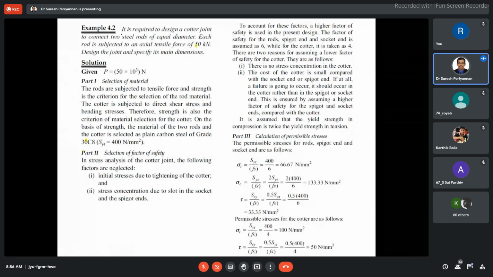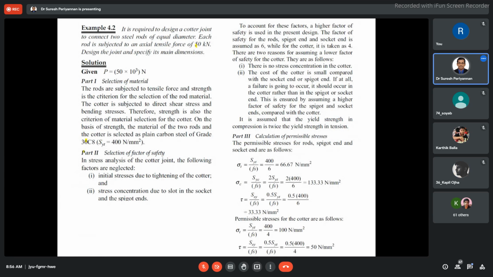Now it is required for this problem to design a cotter joint to connect two steel rods of equal diameter. Each rod is subjected to an axial tensile force of 50 kilonewton. Design the joint and specify the main dimensions. Now, the first step, the first part of the question, is that we have to define the material.